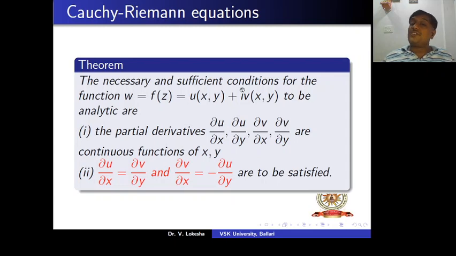The necessary and sufficient condition for the function w = f(z) = u(x,y) + i v(x,y) to be analytic: first, the first order partial derivatives ux, uy, vx and vy are continuous functions of x and y. And also it satisfies ux = vy and vx = -uy. This is the theorem statement of the Cauchy-Riemann equations.